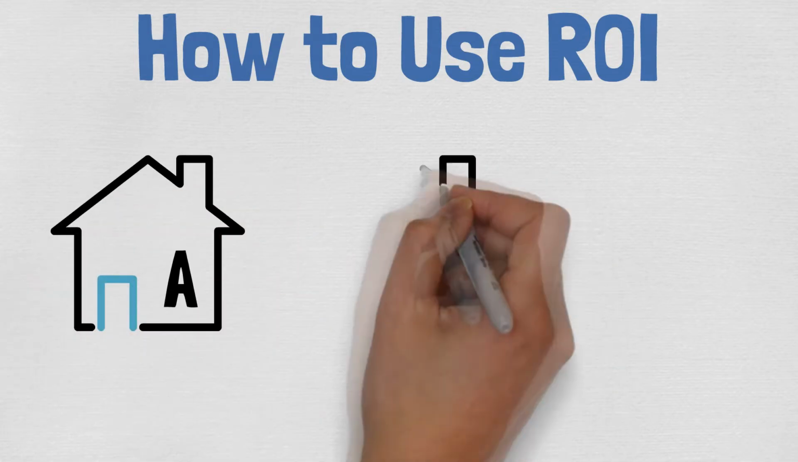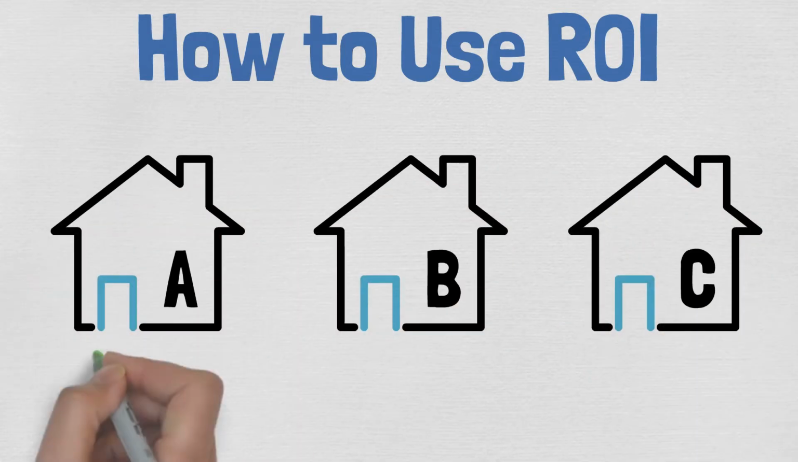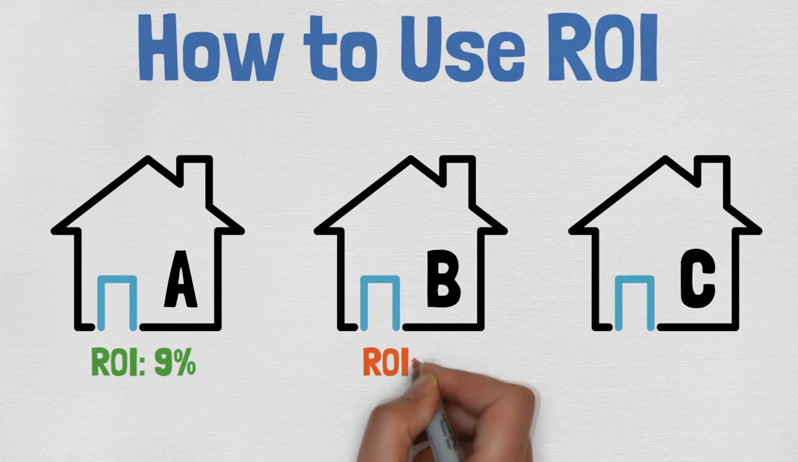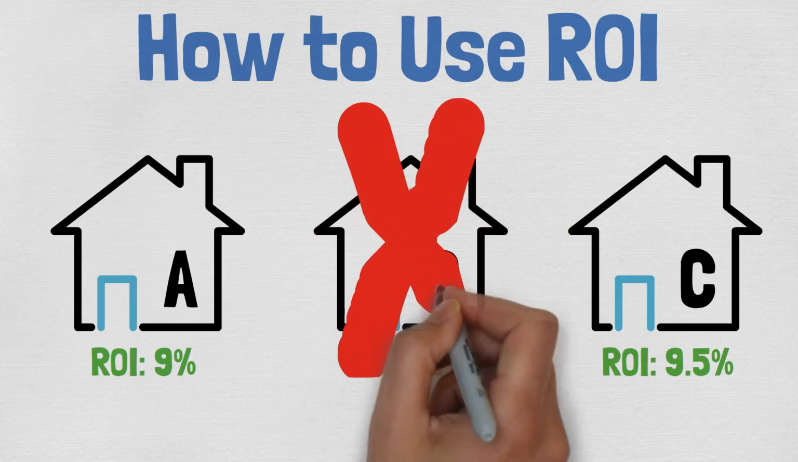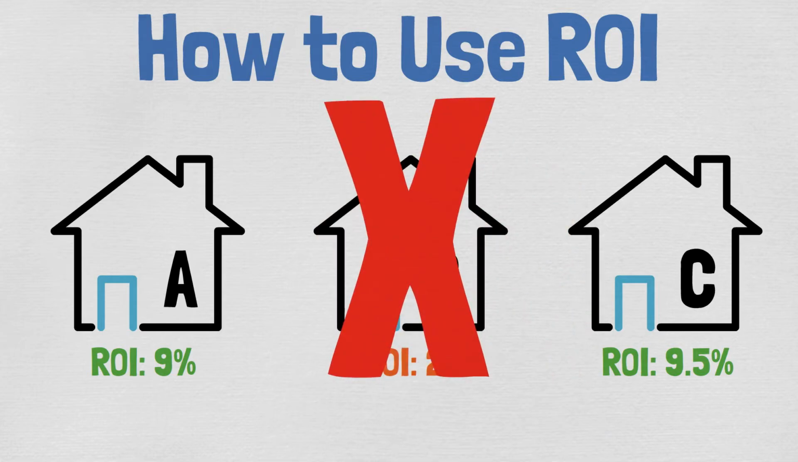You can also use return on investment to eliminate investing options. Let's say that you are interested in 3 different investments, A, B and C. As you can see, investment B has a very low return on investment, so you can eliminate it and focus more on investments A and C. But as always, don't make your decision based on one ratio, use all the available information.